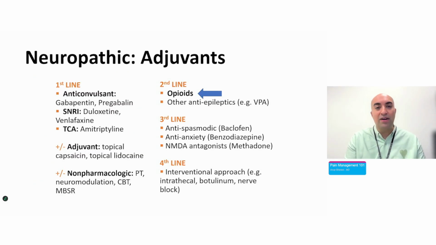A brief comment about kind of neuropathic adjuvants. If someone's in acute severe pain, we typically use opioids in the short term, recognizing that there are therapies like pregabalin, like SNRIs, like TCAs that can help support the long-term management of neuropathic pain syndromes.